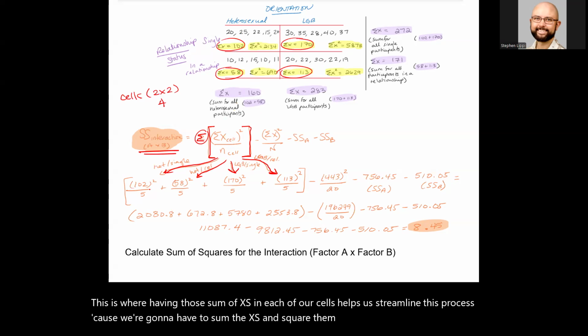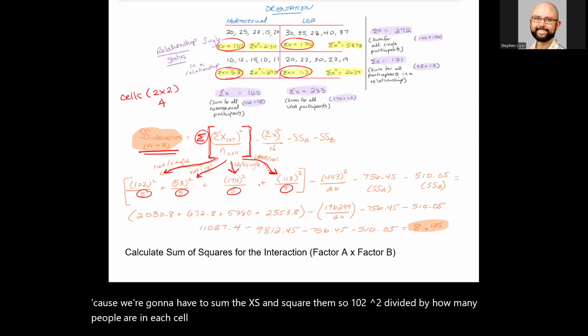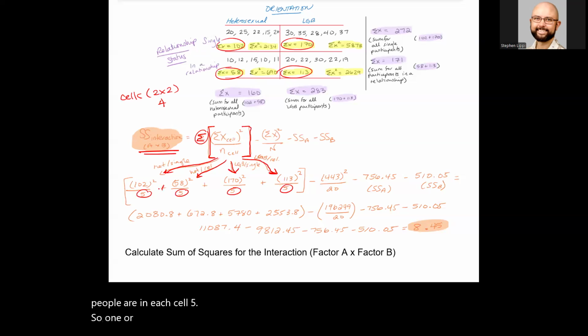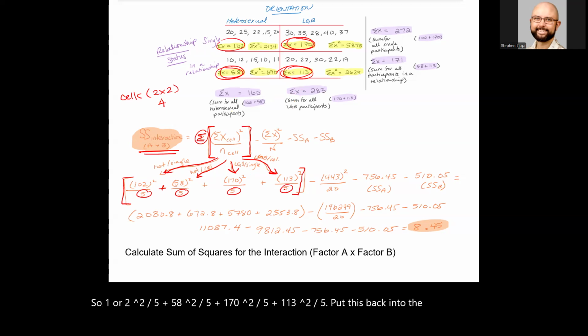So 102 squared divided by how many people are in each cell? 5. So 102 squared divided by 5 plus 58 squared divided by 5 plus 170 squared divided by 5 plus 113 squared divided by 5. Put this back into the brackets because, again, that's what's found in this bracket, minus 443 squared divided by 20.